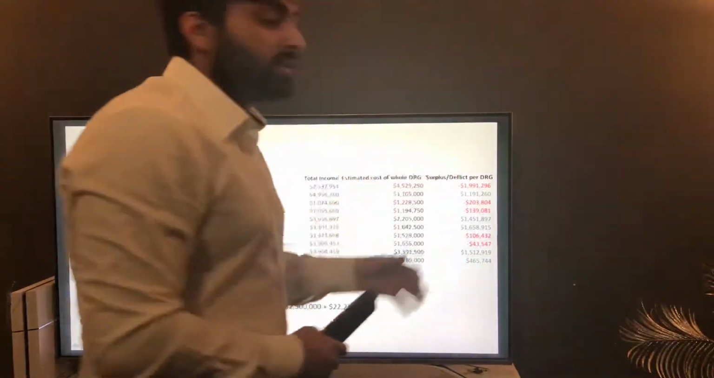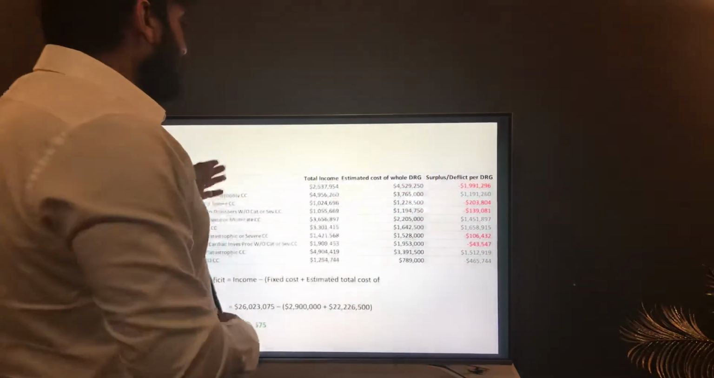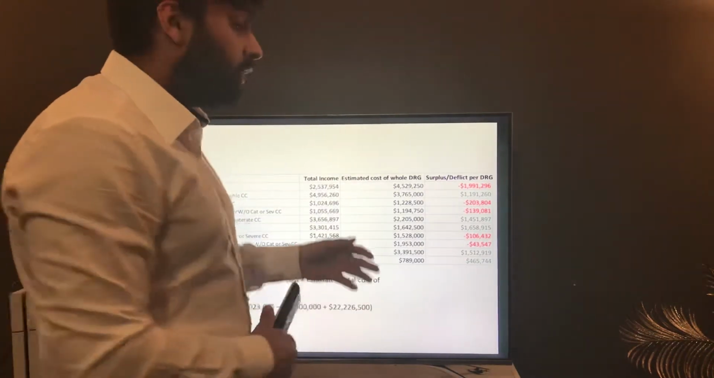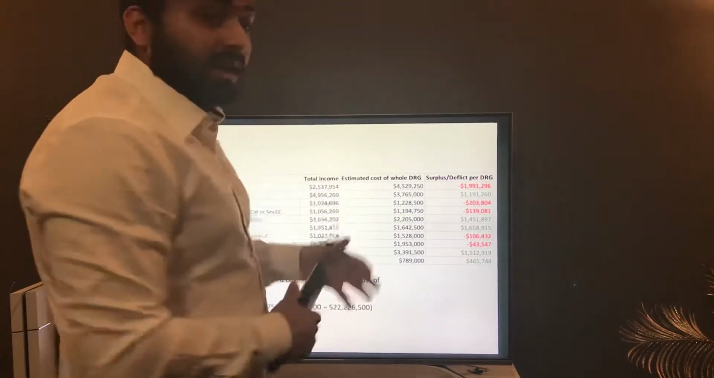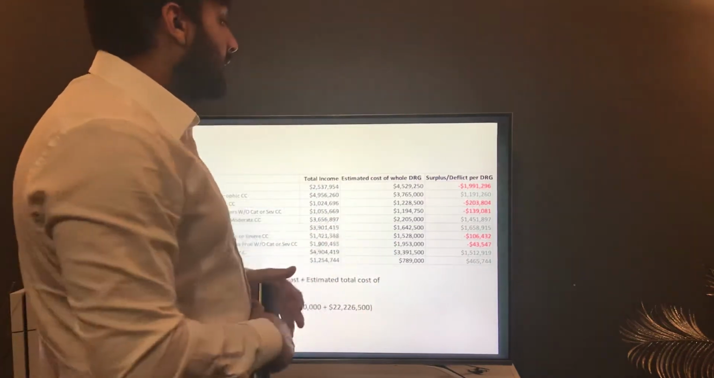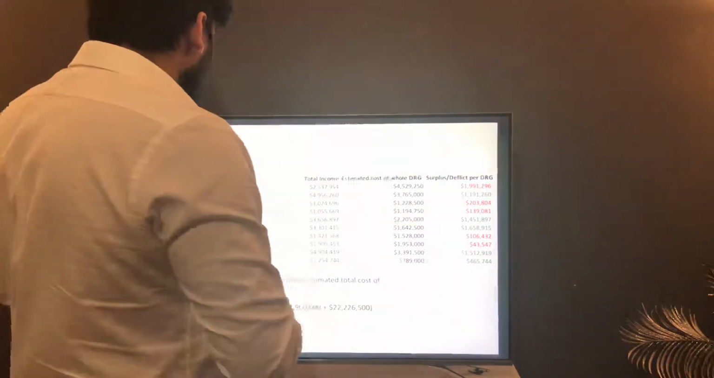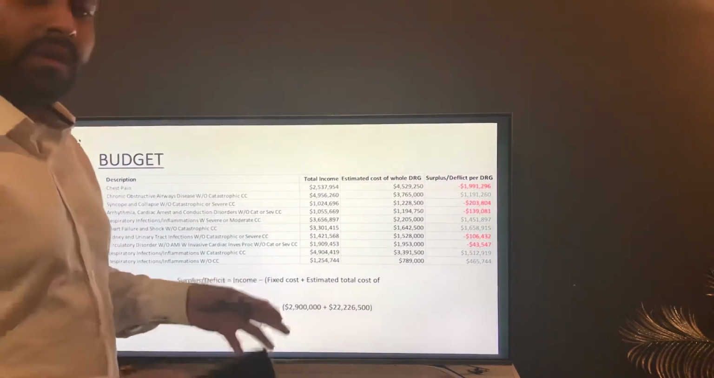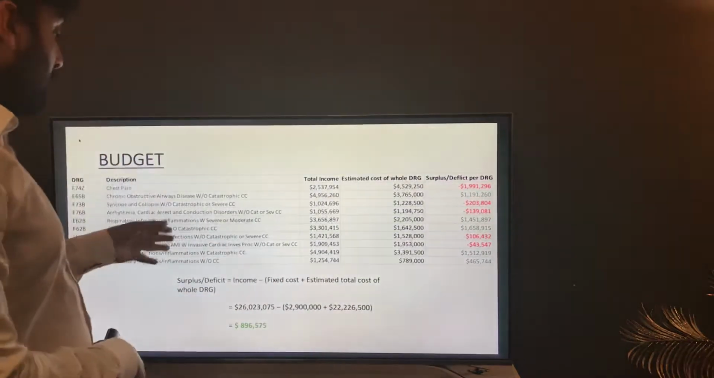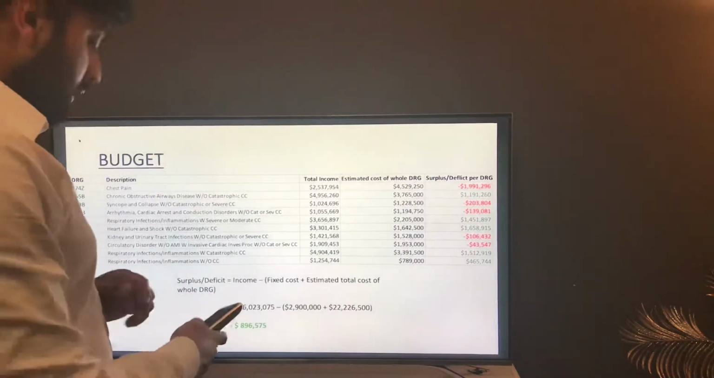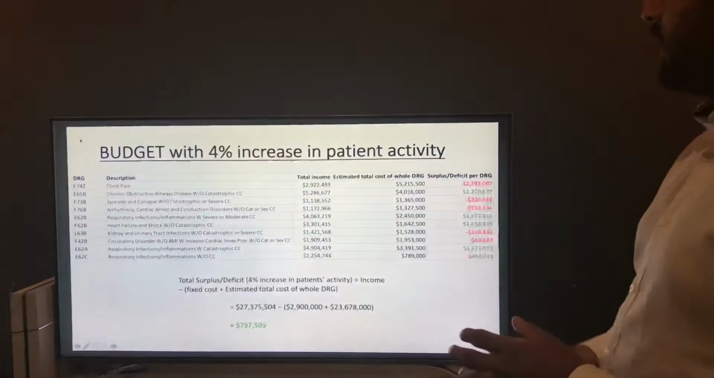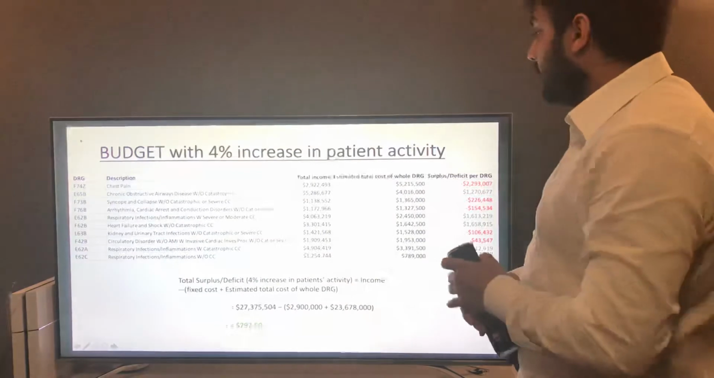So, if we talk about the surplus deficit, as we can see in the first, third, fourth, seventh, and eighth, we've got the deficit per DRG, but we've got the surplus in the other DRGs. So if we look at the overall surplus or deficit, we've got a surplus of $896,575. So overall, we've got a surplus.